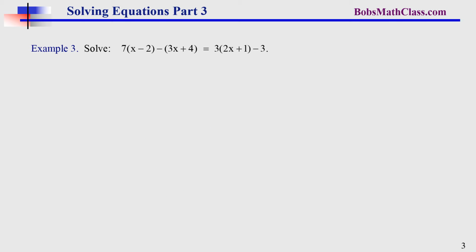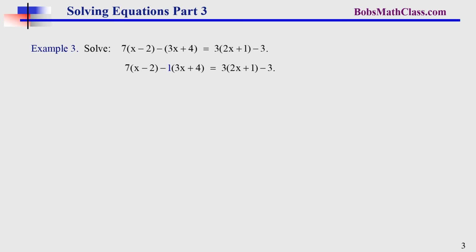Okay, this one's a little bit more complicated. We have two sets of parentheses on the left-hand side, one set of parentheses on the right-hand side. We're going to have to distribute the 7 in the first set of parentheses, distribute the negative sign in the second set of parentheses, and distribute a 3 in the third set of parentheses. That negative sign, we may want to put a 1 after the negative sign. It makes it easier for many people, so let's do that.